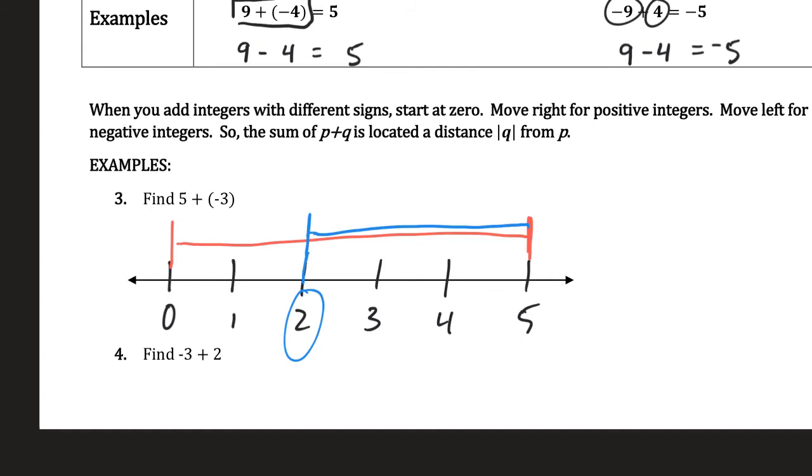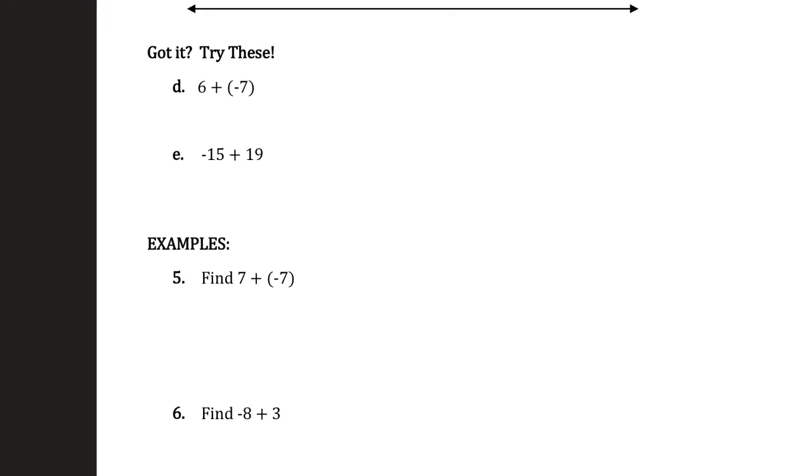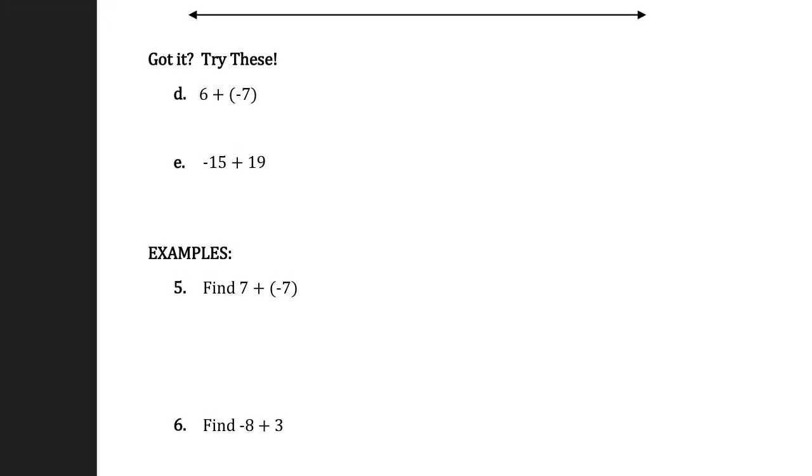All right, let's try a couple of these on the next page. Okay. So I have 6 plus negative 7, right? So again, I'm going to subtract. Okay. 6 minus 7, we know is negative 1, right? Letter E. I have 15. I'm subtracting. Remember, subtract absolute values, right? 15 minus 19 we know is negative 4.